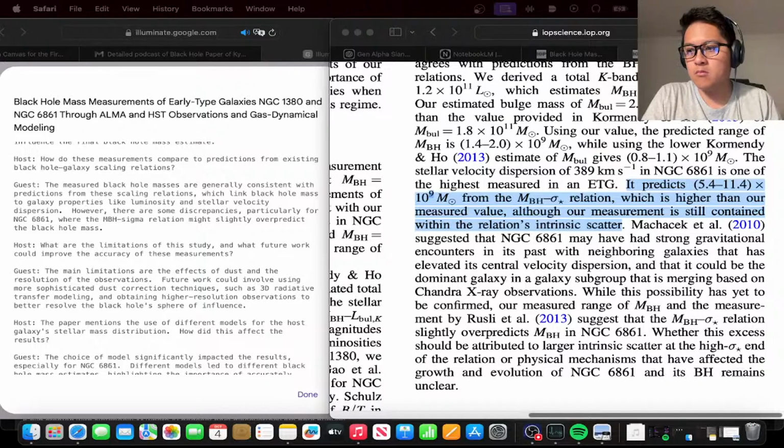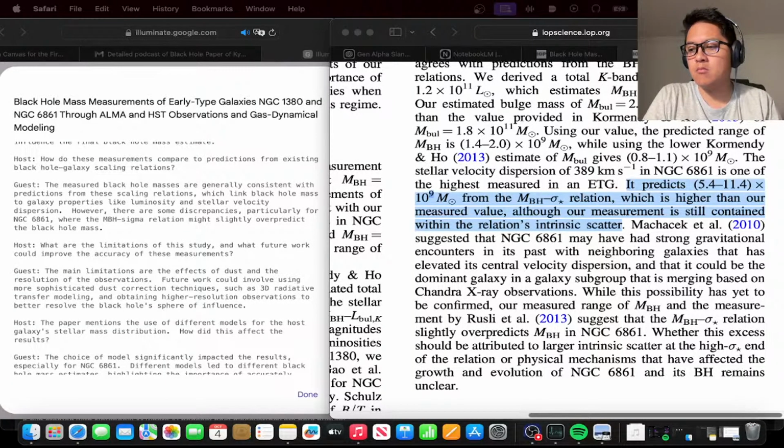The paper mentions the use of different models for the host galaxy's stellar mass distribution. How did this affect the results? The choice of model significantly impacted the results, especially for NGC 6861. Different models led to different black hole mass estimates, highlighting the importance of accurately characterizing the host galaxy's stellar mass distribution.